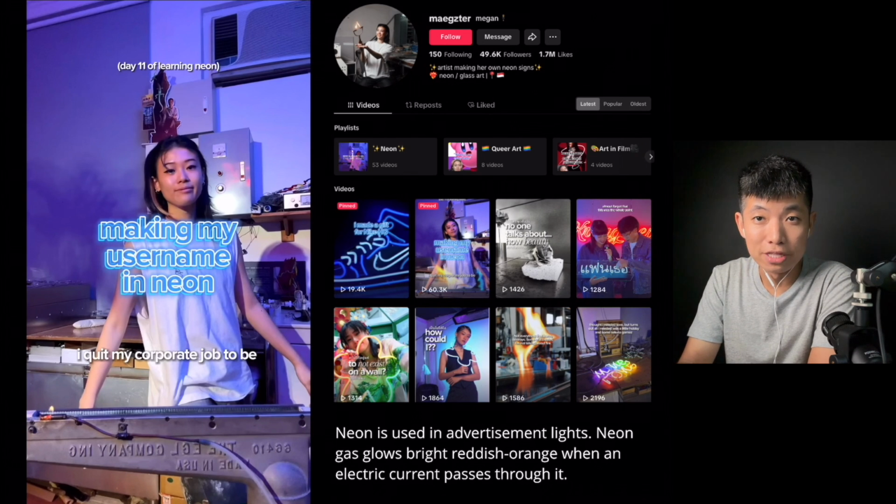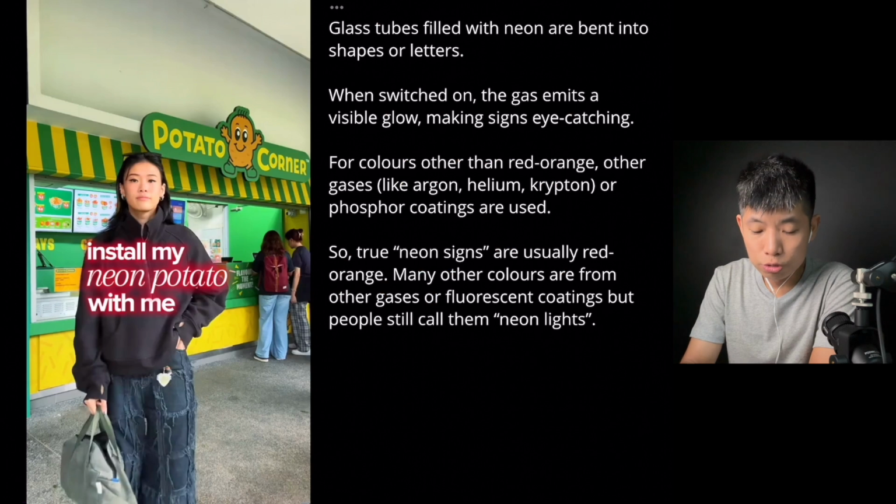Neon is used to make advertisement lights, and that's because when you pass a current through it, it emits light. To change the color of the neon sign, let's say if you want yellow, green, or blue, we can use other elements, or other noble gases in fact, or what we call phosphor coatings. Let's take a look at one of the signs she made for Potato Corner, which is at Ngee Ann Poly, if I'm not wrong.